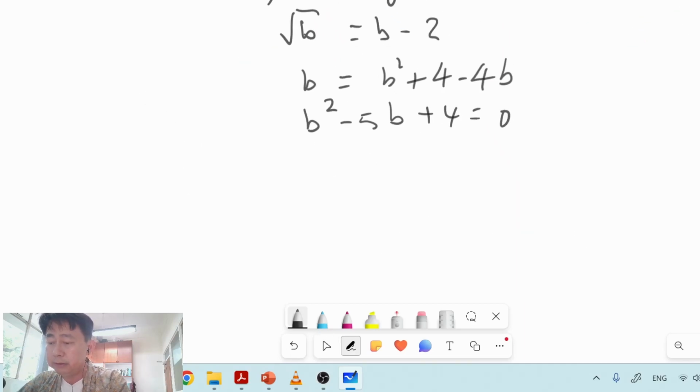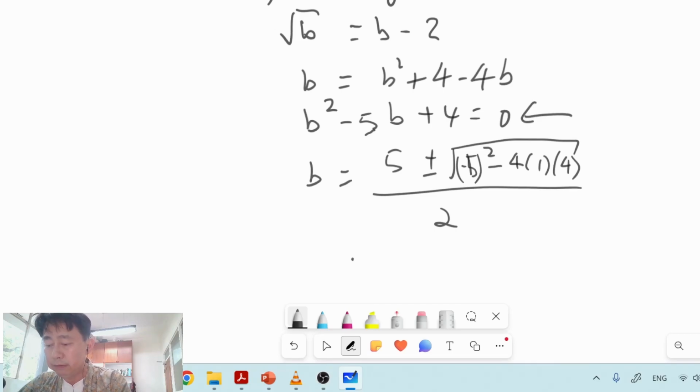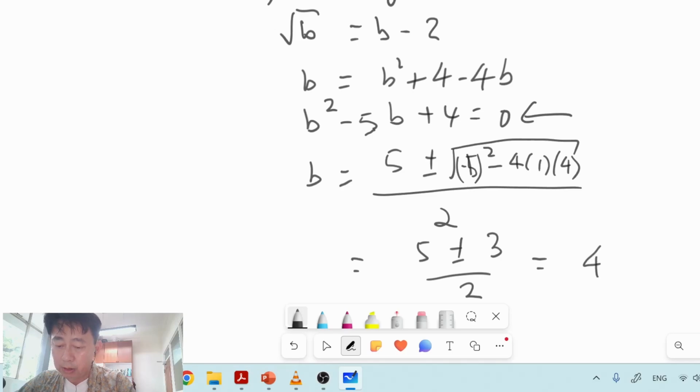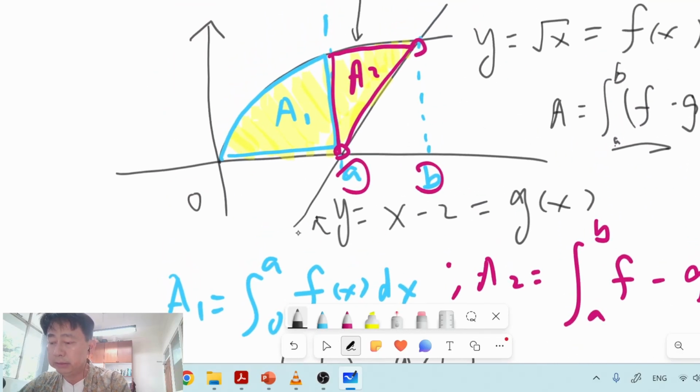Then you solve this quadratic equation, and what you get is b equals 5 plus or minus the square root of b squared minus 4ac, over 2a, where c is 4 and a is 1. This is just the usual solution for quadratic equations in b. You solve this further, and it will be 5 plus or minus 3 over 2. So here you get 4 or 1, right? So b is either equal to 1 or 4.